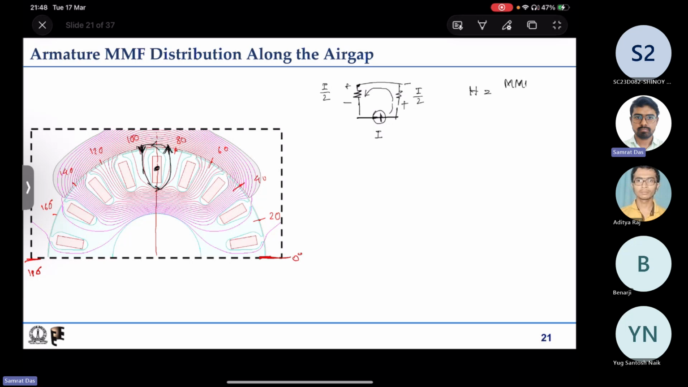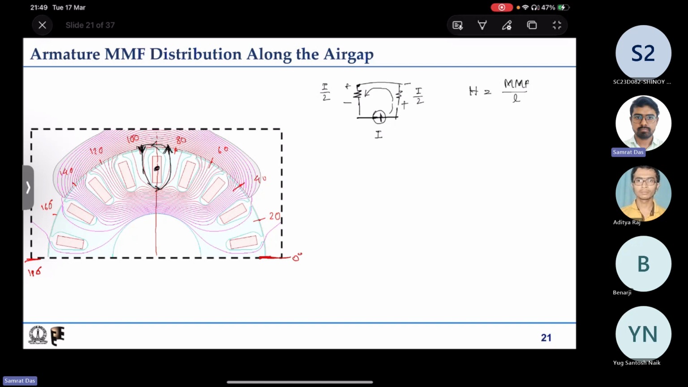MMF by the length of the air gap, or the flux line through air, whatever the length is. If that is L, then H can be expressed by MMF by L, because H is a vector and the direction of H is the same as the flux line's direction. So let us take the same assumption, the same reference direction for the sign of H, or the direction of H.